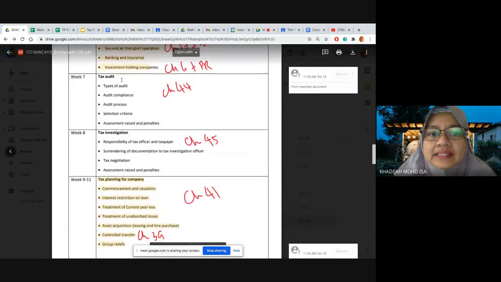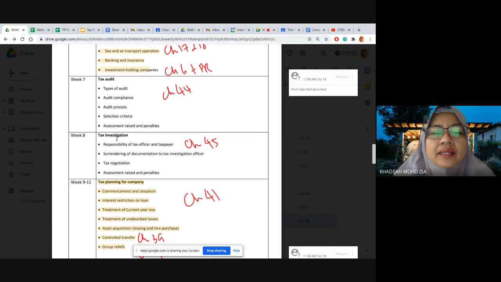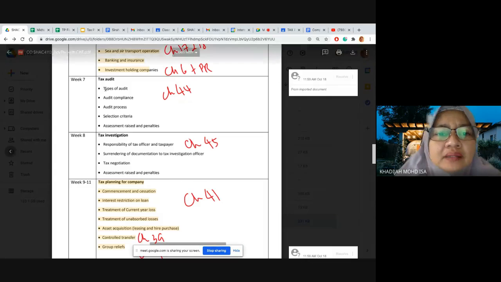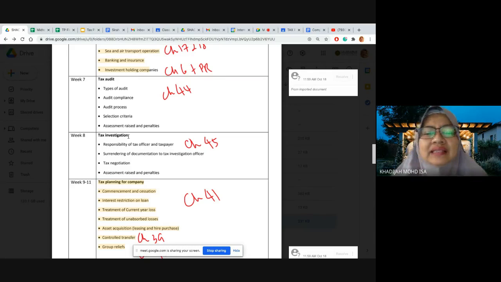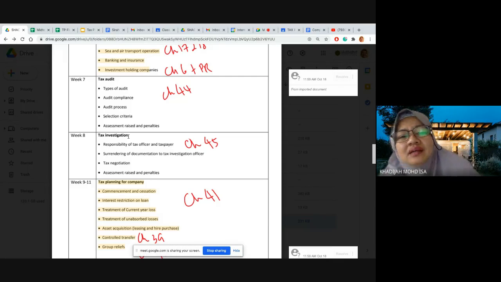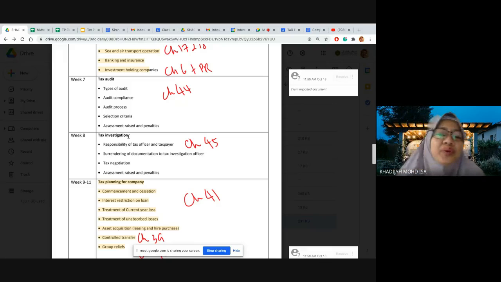Tax audit and investigation, tax audit is covered, right? Later I will give you tax investigation. I do not want to cover it in class because you have to read it, and it is very clearly stated under the framework. My question later will not be a direct answer from the framework, but from your understanding. The answers could be there, but you have to put them in your own words in order to answer my question.